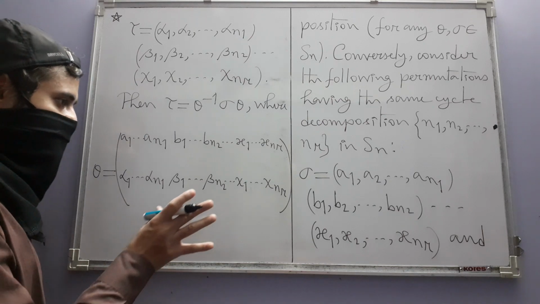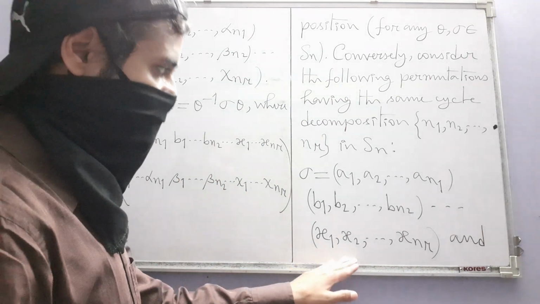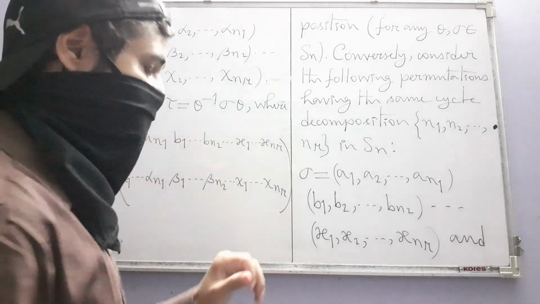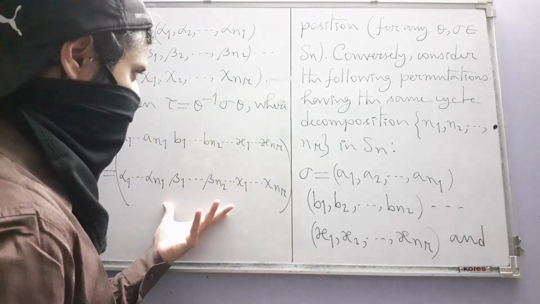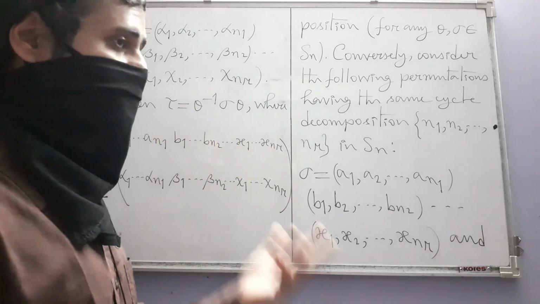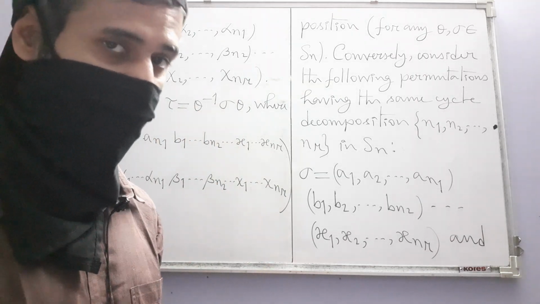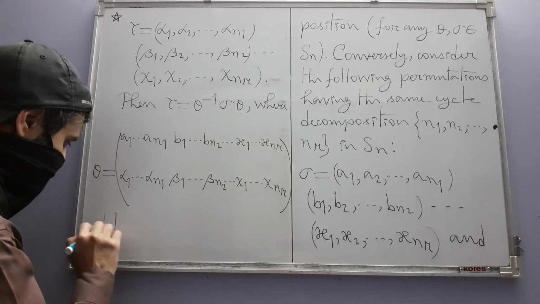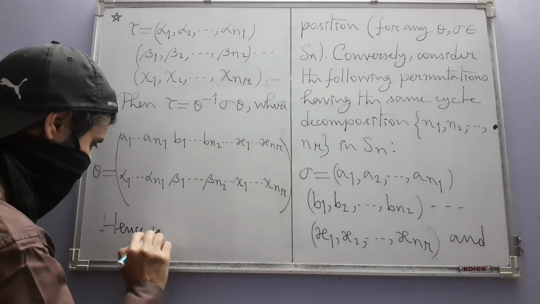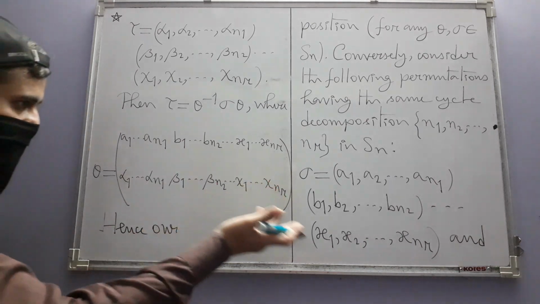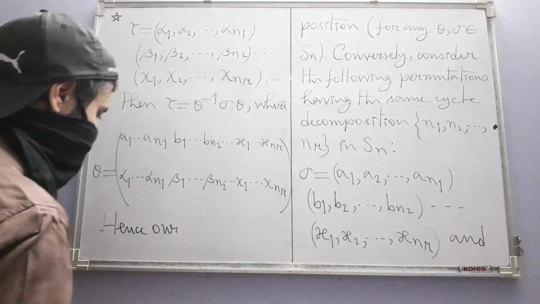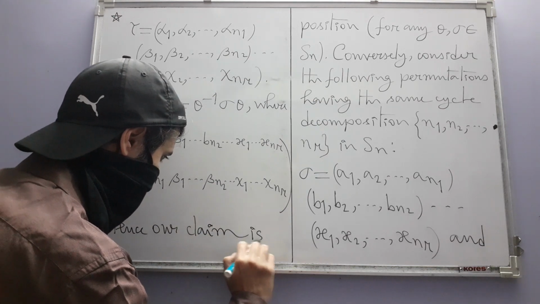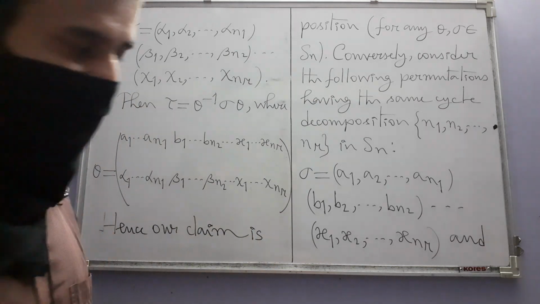So if the cycle decomposition is the same, then we can give a conjugating permutation, the permutation that will give us tau as the conjugate of sigma. Hence, and this is the most general situation. Our claim is now established.